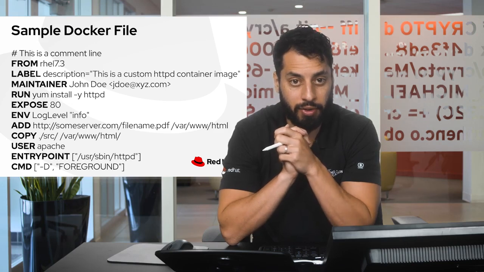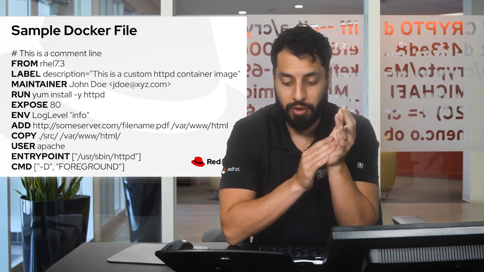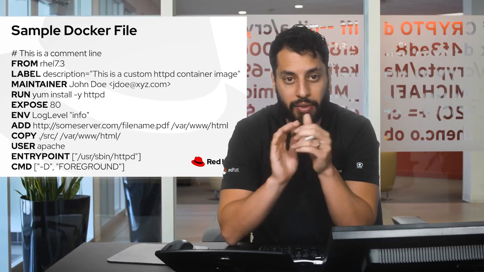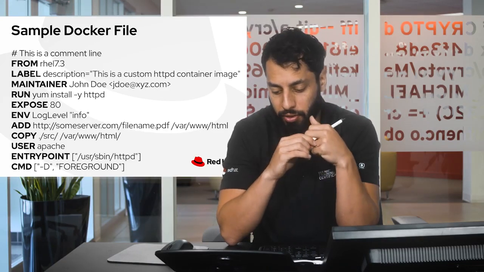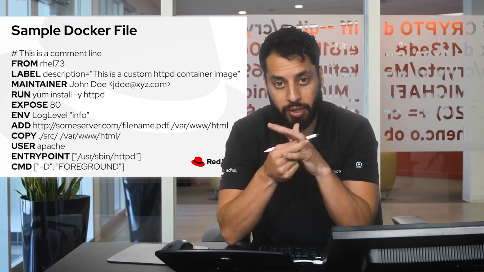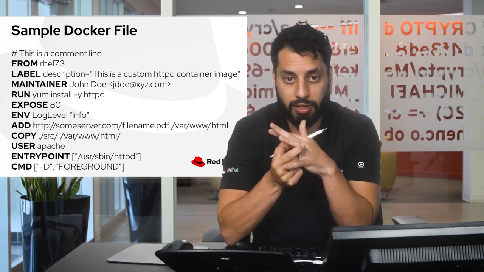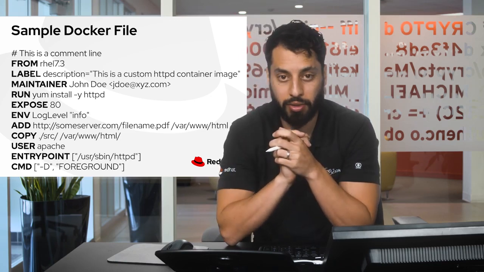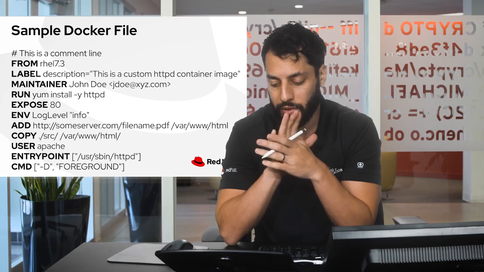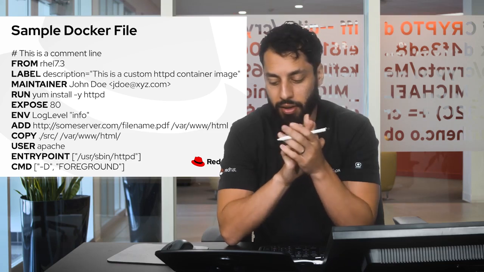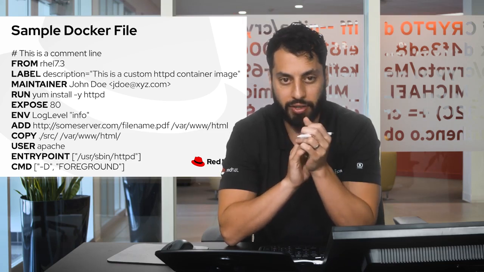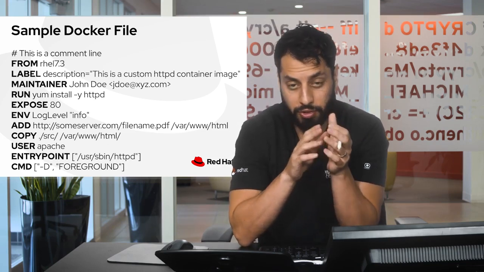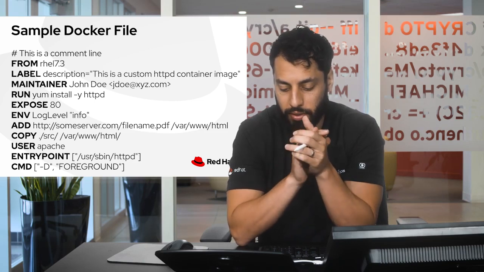ENV is setting environment variables. Any environment variables you configure here are going to be propagated down into your container. The ADD command is able to put files from remote places inside of your container. In this case, this example is just pulling a PDF and then copying it into the var www HTML directory, which is where the Apache server is serving files. Similarly, the COPY command can also put things from the host directory into the container.